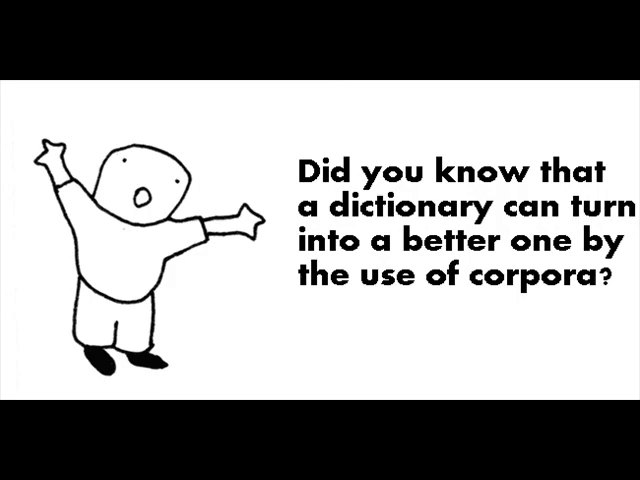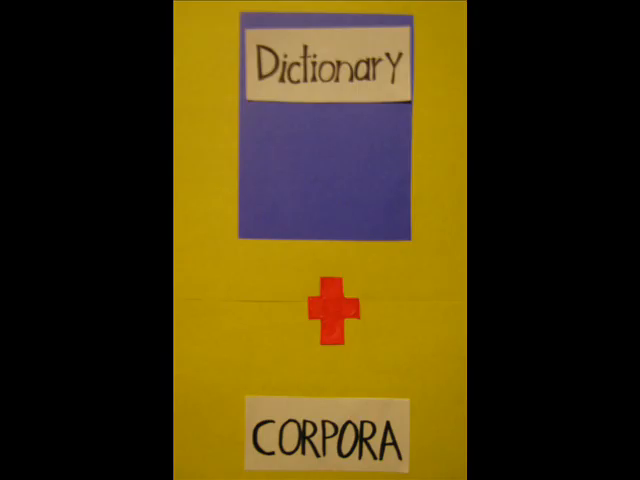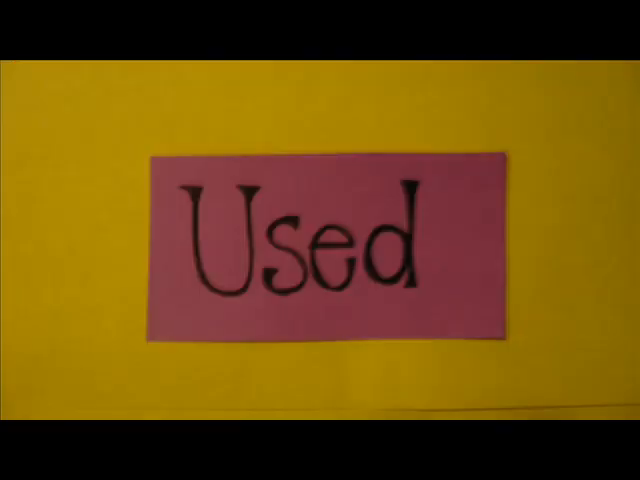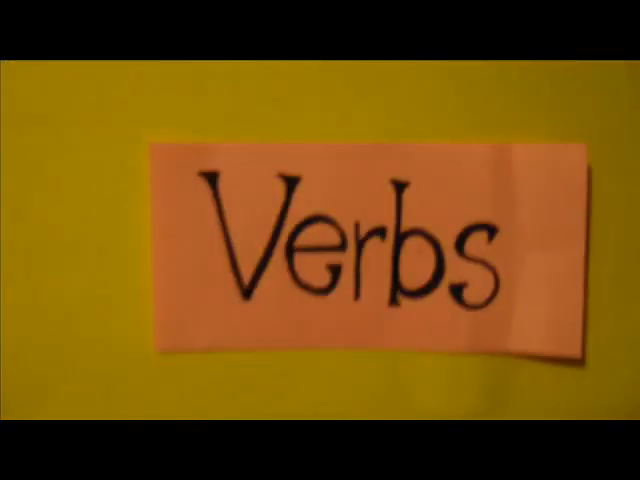Did you know that a dictionary can turn into a better one by the use of corpora? This is based on the emphasis on frequency of some words and the way they are used in everyday language. By this, dictionary writers can include more than one sense of a word as well as the tendency of words, such as nouns and verbs, to occur within certain patterns.